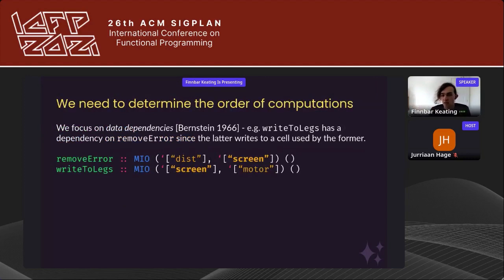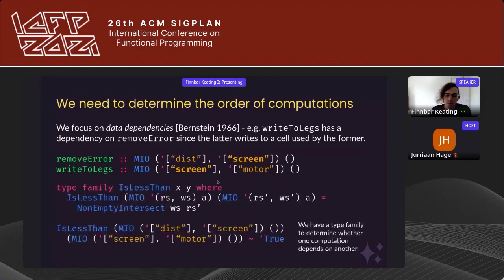We use the notion of data dependencies from an old Bernstein paper. So for example here, writeToLegs has a dependency on removeError, since removeError writes to screen and writeToLegs reads from screen. So we need writeToLegs to run after removeError. This can be implemented as a fairly simple type family where we're just pattern matching on each of the components and then getting the intersect of the cells written by one computation and the cells read by the other computation, and checking whether it's non-empty. That is, is there a cell shared by the two that forces a dependency to exist?